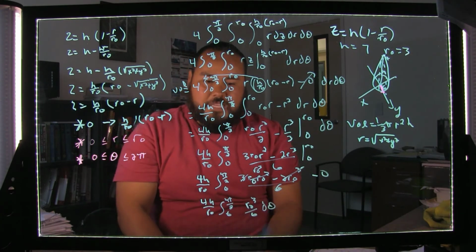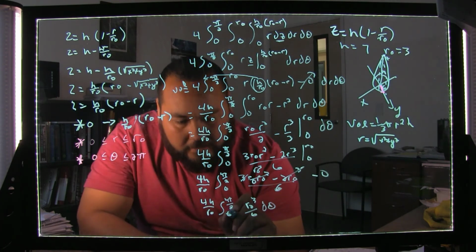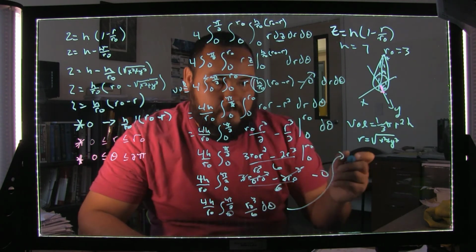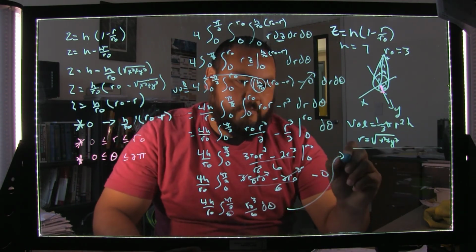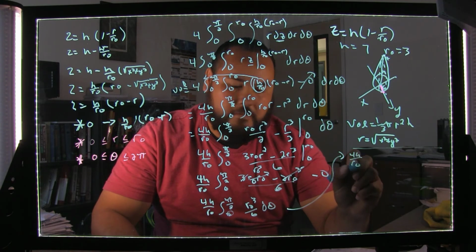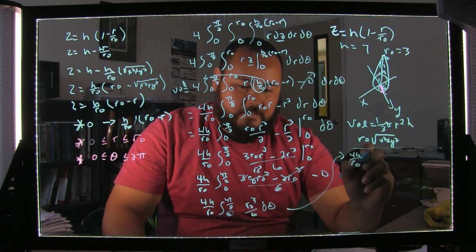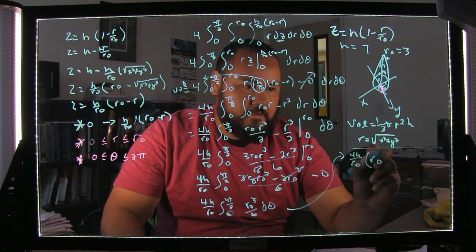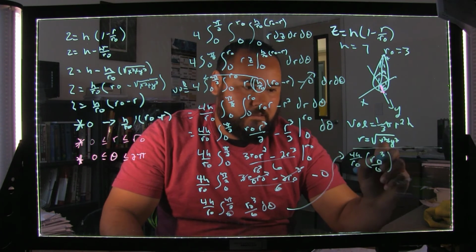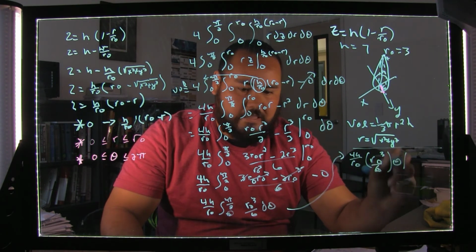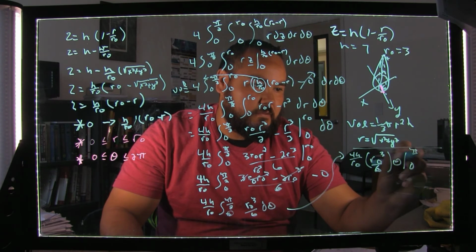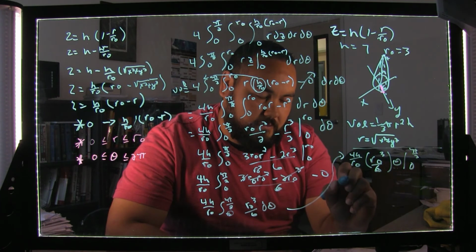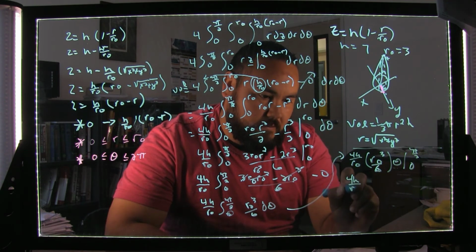So we've got one last integral to do. It's going to be 4h over ro, and once we integrate it, it's going to be ro cubed over 6, and we have theta, and that's going from 0 to pi over 2. So now it's just as simple as plugging in our pi over 2 and our 0, and we should get close to our answer.